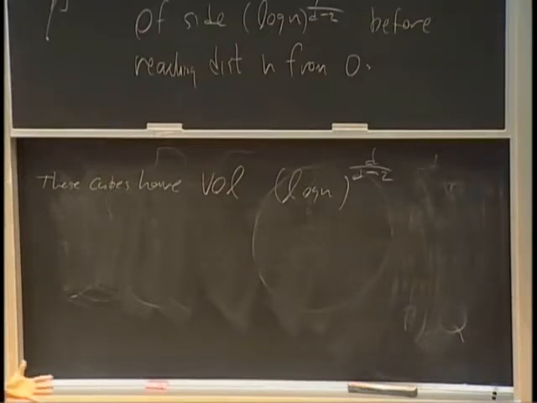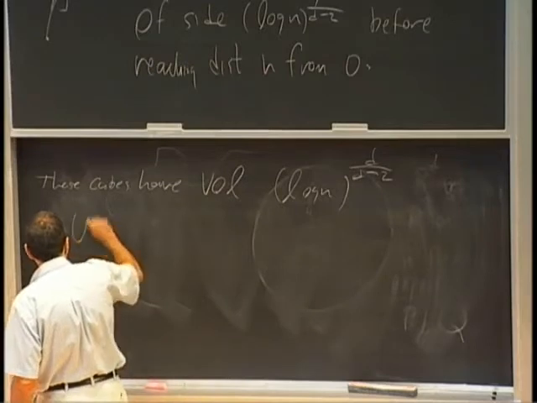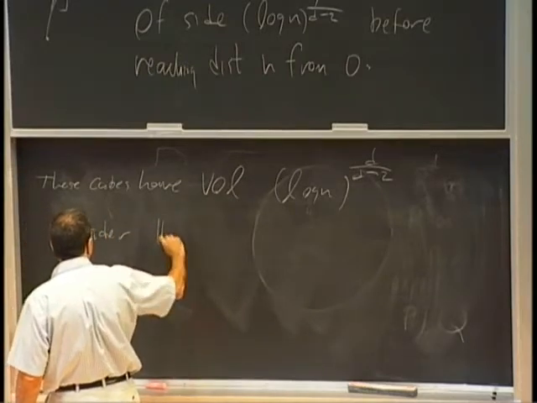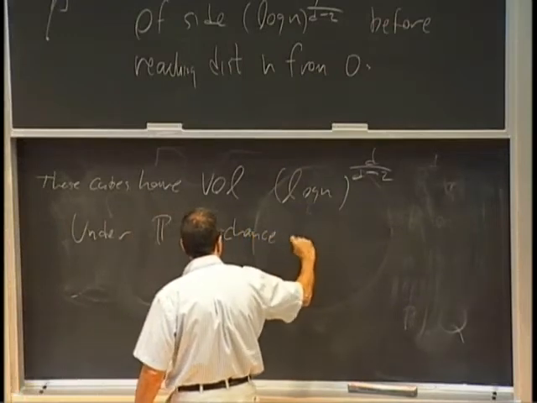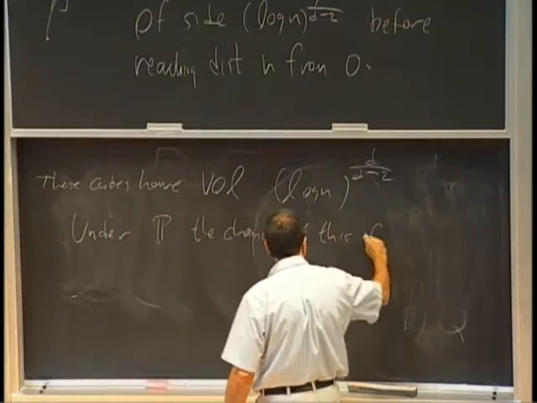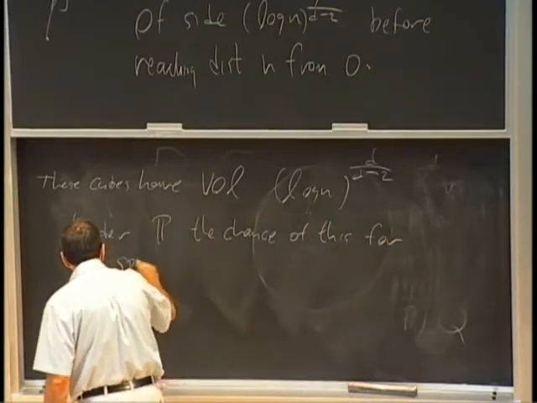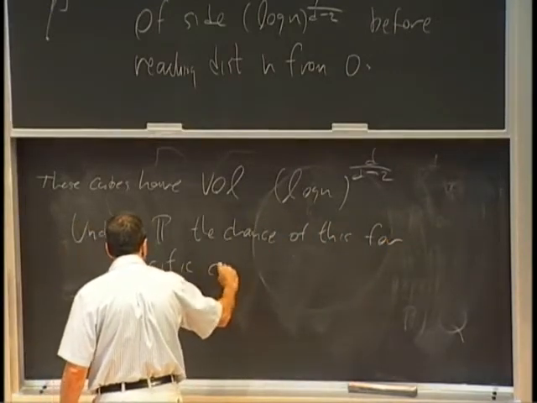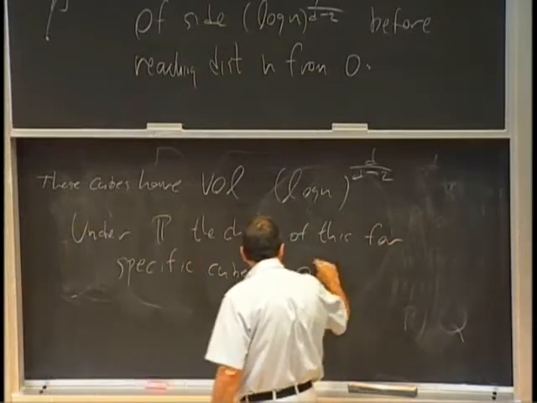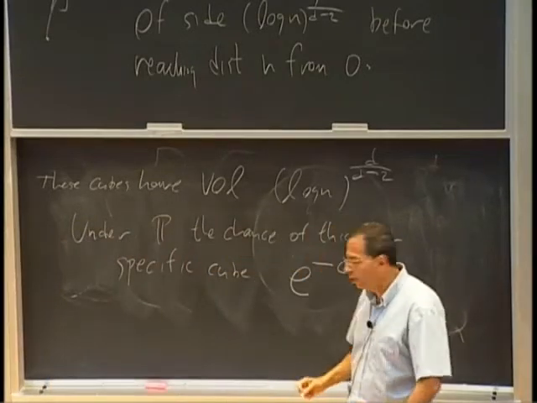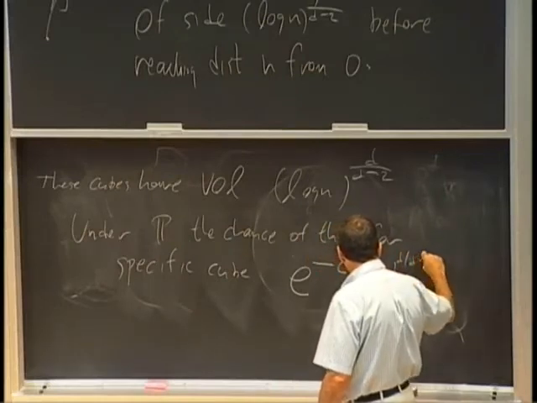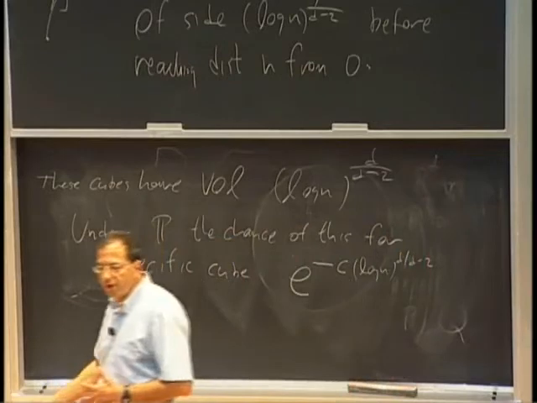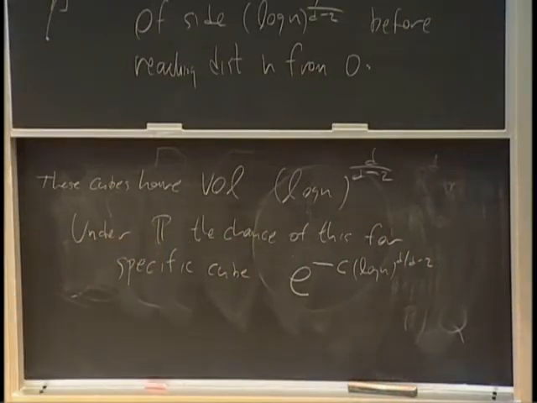So under the measure P, the chance of this for a specific box is e to the minus constant times the volume of the box, right? Because of just Cramer's theorem, Chernoff bound, whatever, large deviation for fair coins.